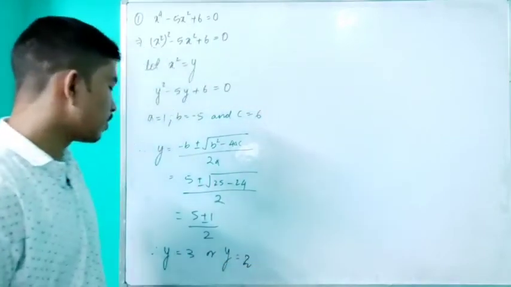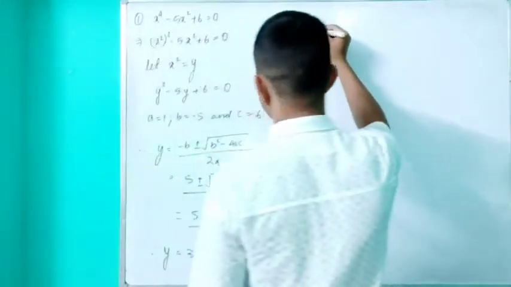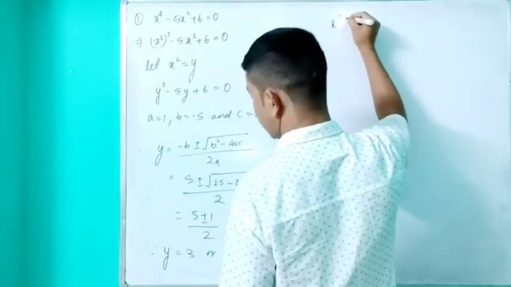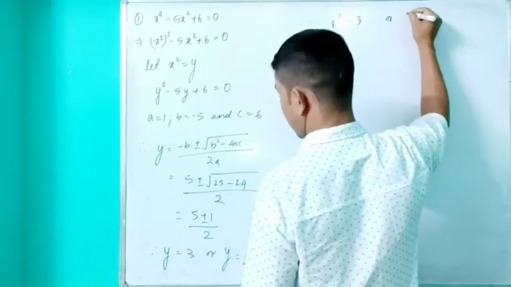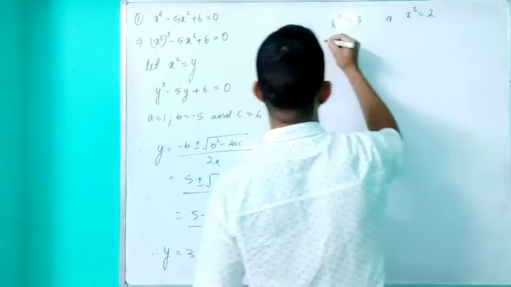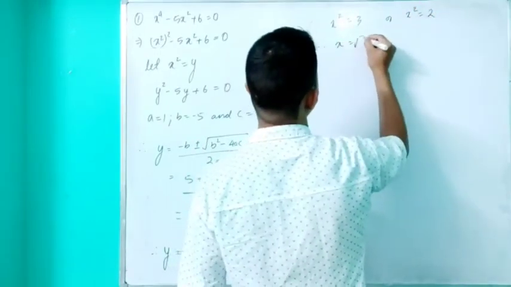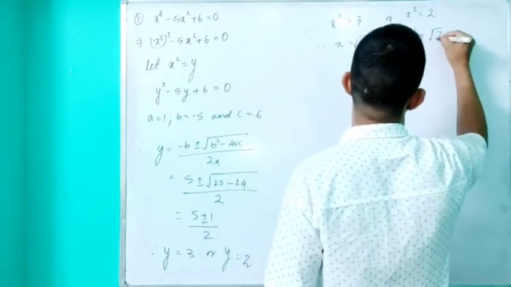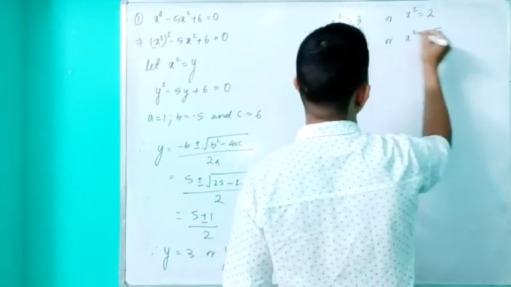And then at the end, what will I do? I'll now replace the value of y by x square. So therefore x square is equal to 3, or x square is equal to 2. So therefore x will be equal to under root of 3, or x will be equal to under root of 2. I can write plus minus.